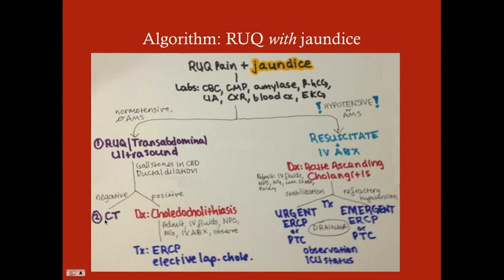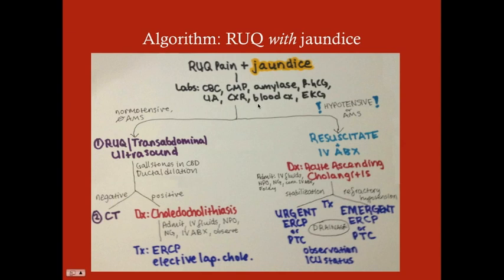CT is a little bit better for finding the stones in the common bile duct. You're not ever going to get a CT if you're looking for stones in the gallbladder or in the neck, just because ultrasound is so good for that. But with looking in the common bile duct, it can be a little trickier. So if you don't find any, you should still get a CT, just to totally rule it out.